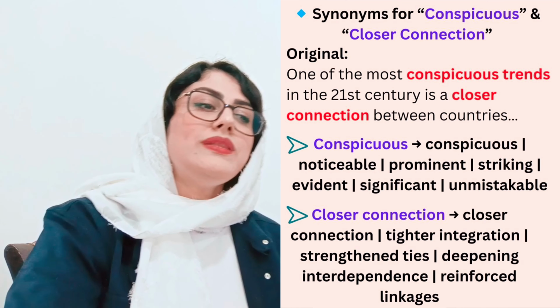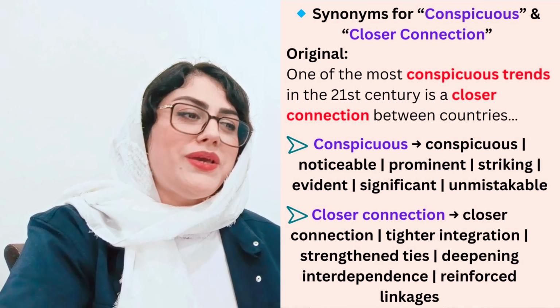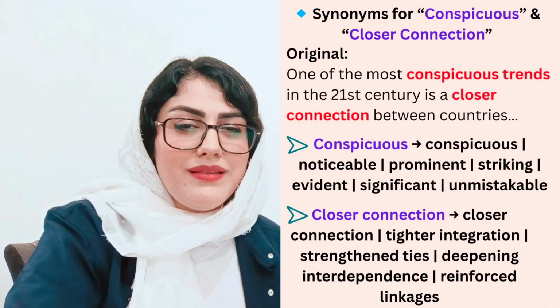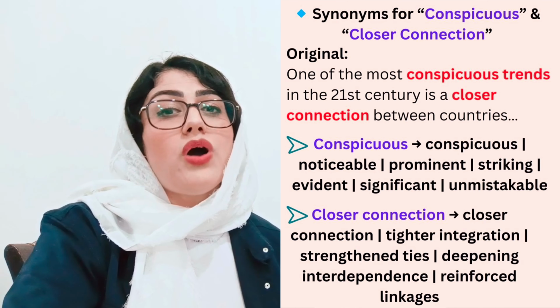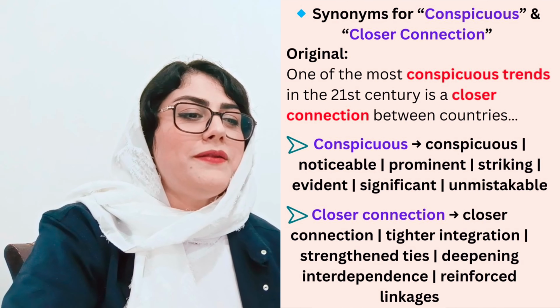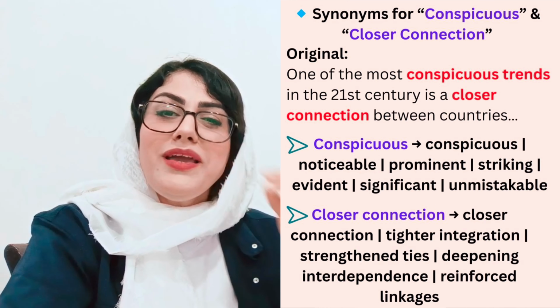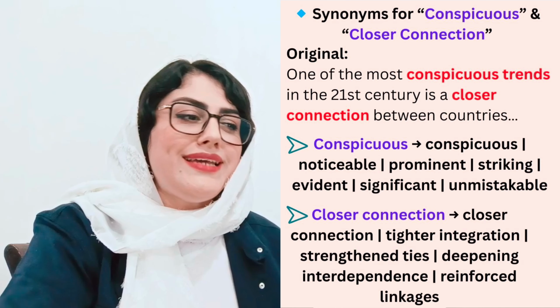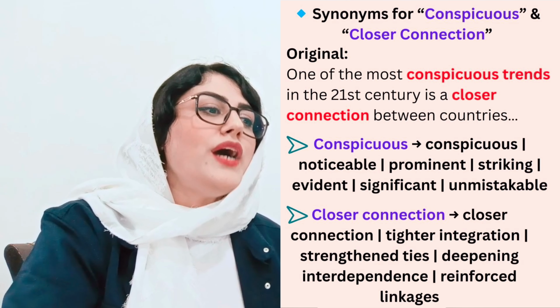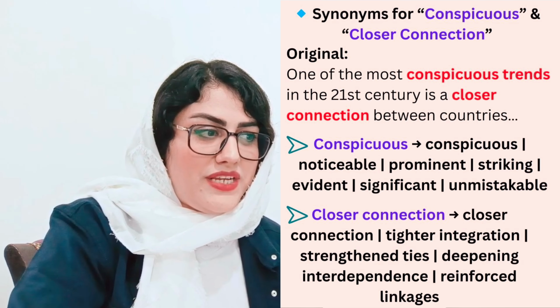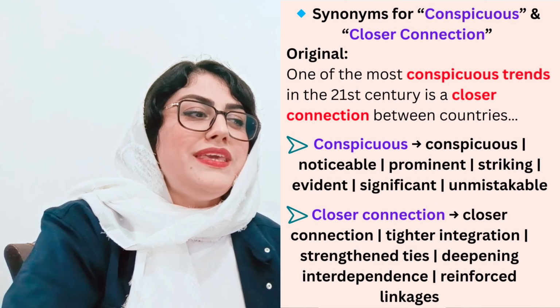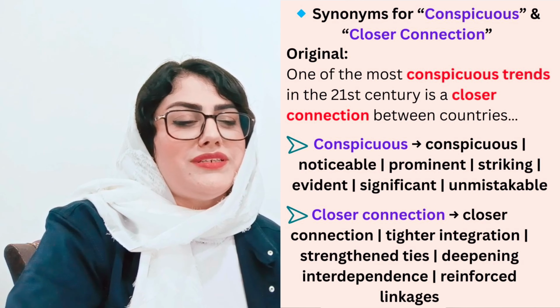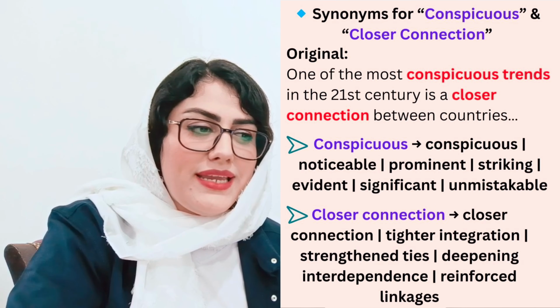Instead of only saying conspicuous, you can say noticeable, prominent, striking, significant, or even unmistakable. Likewise, closer connection can be made more academic as tighter integration or deepening interdependence. These upgrades give your introduction sophistication without changing its meaning.